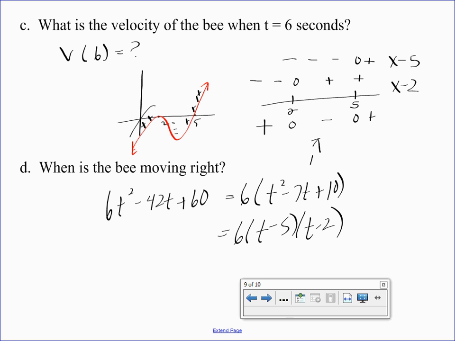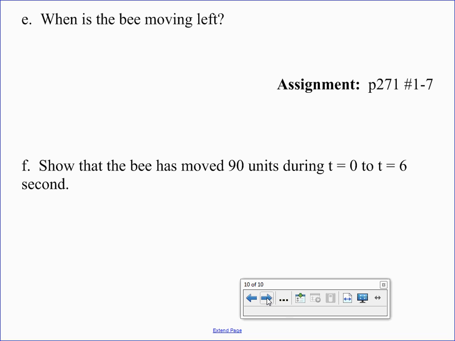And I would say that's where the speed is positive, that is when the bee is moving to the right. And when the speed is negative, it's going to be moving to the left. So the answer for this question would be from 0 to 2 seconds, because the bee starts moving at 0. So it's going forward or to the right, and then it goes backwards for a time, and then it goes forwards again. So forwards, then backwards, then forwards. So that answers part E.